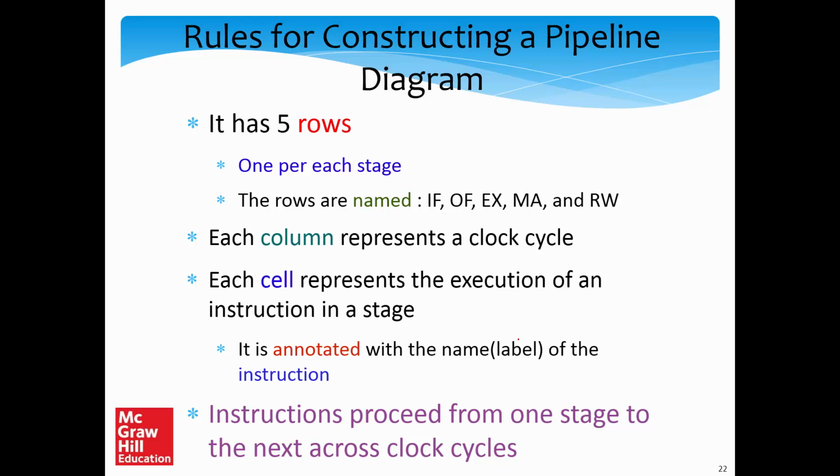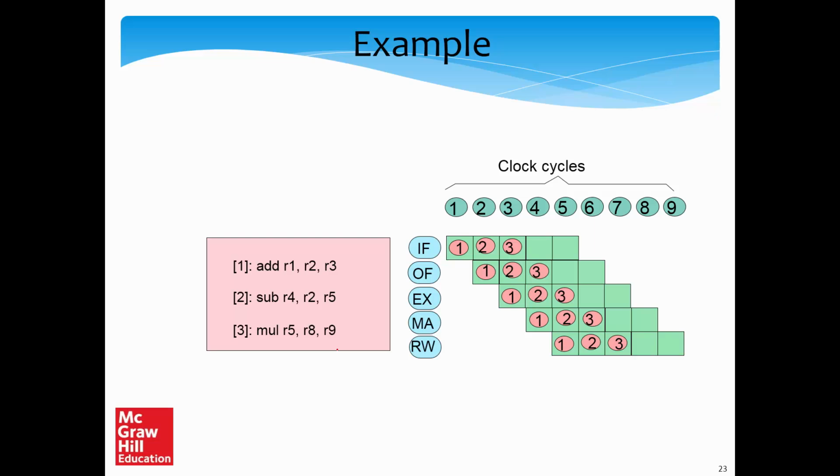So what are the rules for constructing a pipeline diagram? Again explained textually. It has 5 rows, 1 per each stage. The rows are named by the stage. Each column represents a clock cycle, and each cell represents the execution of an instruction in a stage. It is annotated with the name or the label of the instruction, and instructions proceed from one stage to the other across subsequent, consecutive clock cycles. So let us take a look at one more example.